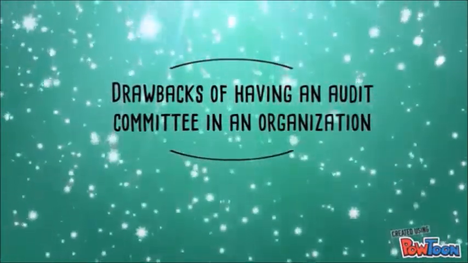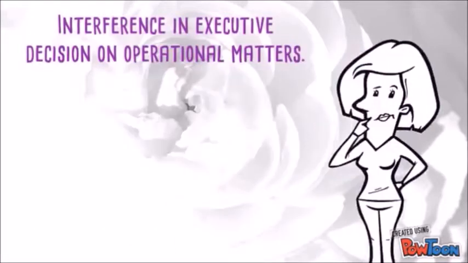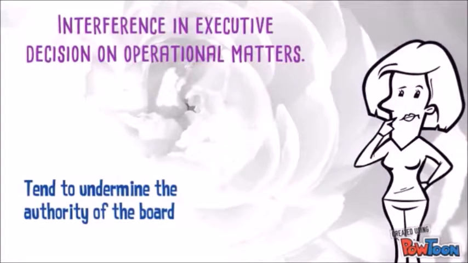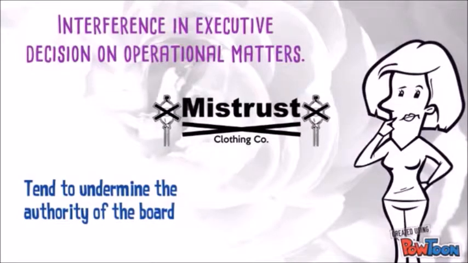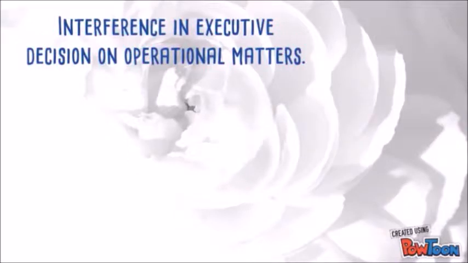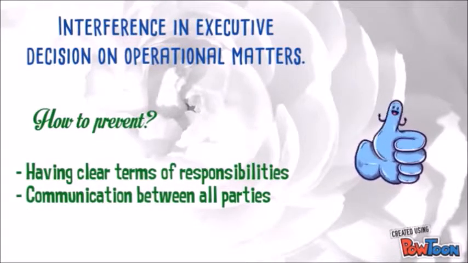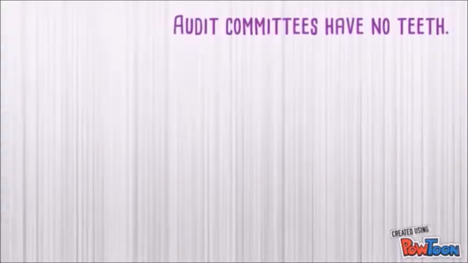What are the drawbacks of having an audit committee in an organization? First, interference in executive decisions on operational matters. The audit committee will tend to undermine the authority of the board, which will lead to conflict, mistrust and misunderstanding among the committee, management, internal auditors and external auditors. However, it can be prevented by having clear terms of responsibilities for audit committees, and communication between all parties should be made on a timely basis in a professional manner.